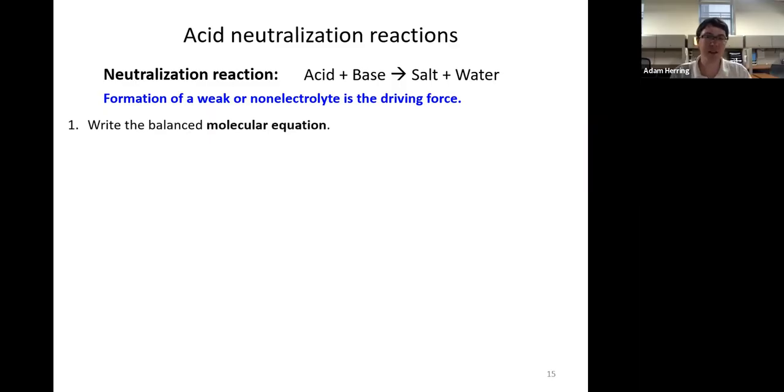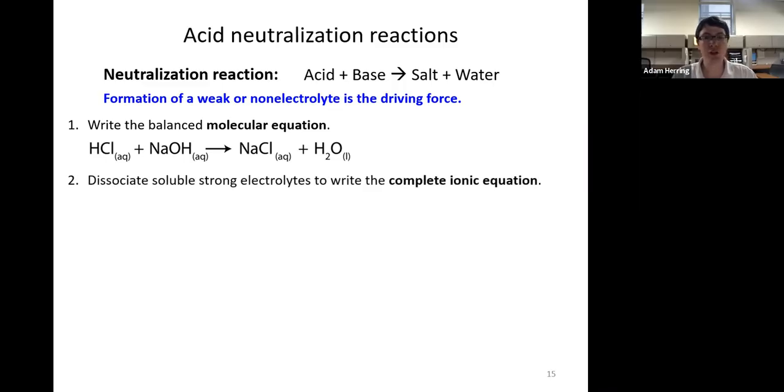When writing out acid-base or neutralization reactions, you first want to write out the balanced molecular equation. So let's say we've got hydrochloric acid interacting with sodium hydroxide. The products of this would be a salt, in this case table salt, sodium chloride, and water, H2O. Notice that in this case, the water is a liquid. In acid-base or neutralization reactions, water is always formed as a liquid.